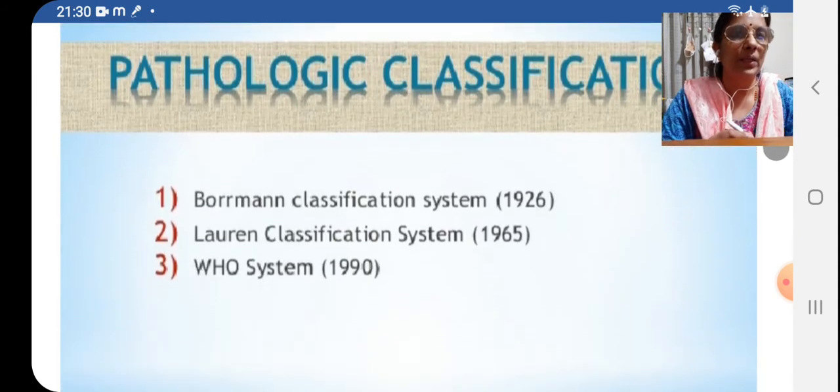Then pathological classification: Borrmann classification, Lauren classification system, and WHO system. The Borrmann classification system is based on the macroscopic appearance. When you do an endoscopy, you can see the growth in the stomach. So according to the growth, you classify. That means polypoid type, ulcerative type, infiltrative type, like that. That is the Borrmann classification. And according to the pathological type, that is intestinal and diffuse. That is the second type of classification, the Lauren classification, and then the WHO system.